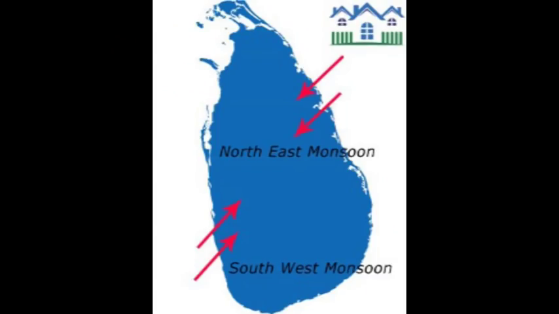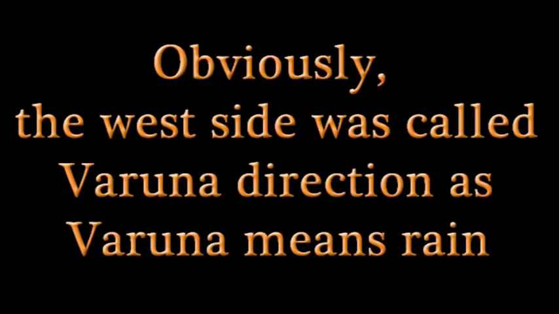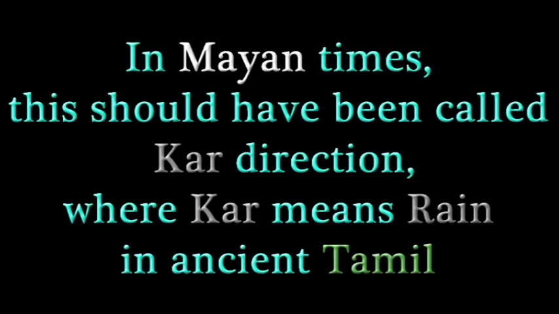The southwest monsoon is the biggest monsoon in Lanka. Obviously, the west side was called Varuna direction, as Varuna means rain. Varuna is a relatively recent name for rain. In Mayan times, this should have been called Kar direction, where Kar means rain in ancient Tamil. We shall now take up the southwest direction.